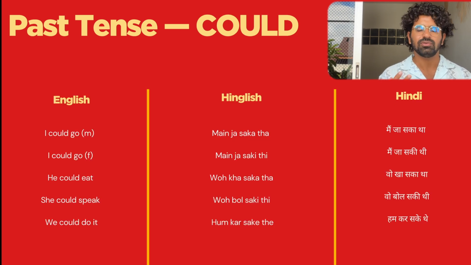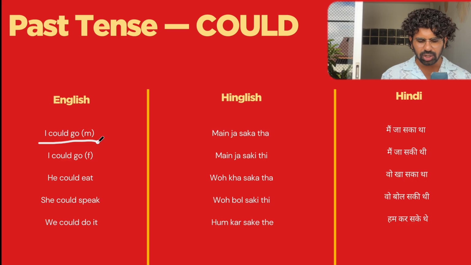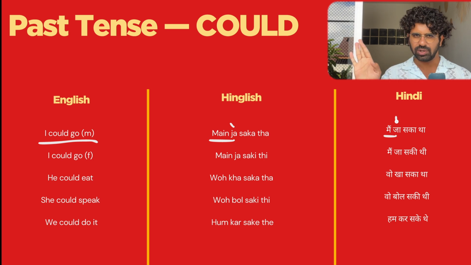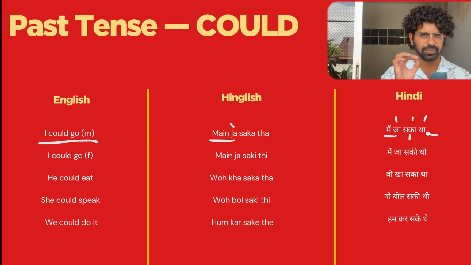As you can see, past tense literally means "could." Can's past is could. Now, mostly nothing has changed. The only thing that has changed is the sentence structure that we've already seen. Other than that, everything stays the same as the present tense, right? So let's have a look. "I could go," masculine. Main, which is I. Ja, which is to go. Jana, you remove the na, you have ja. So main ja, and then saka tha, right? That's the indicator of the past tense. Saka is "could," and tha is "was." So "I could go" is main ja saka tha.